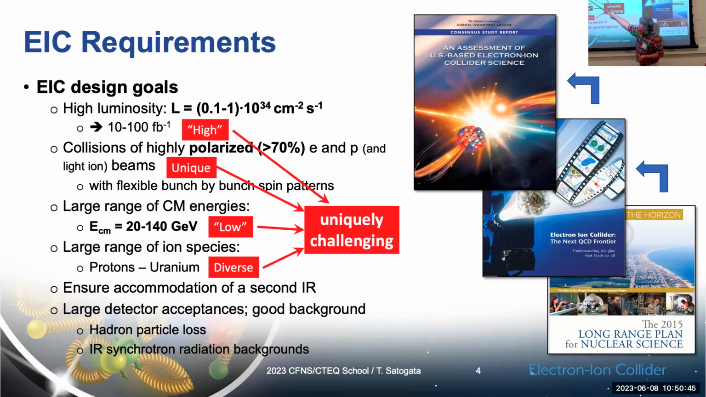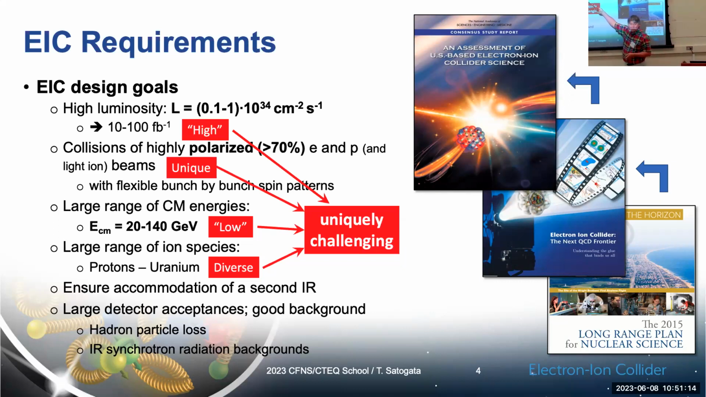This luminosity, and in fact, the integrated luminosities per data points of combinations of electrons and various ion species of 10 to 100 inverse femtobarns over years of running, those are quite high, right? Particularly, I'll make a point later on that higher energy accelerators, higher energy colliders make it easier to produce higher luminosities because beams are naturally smaller.